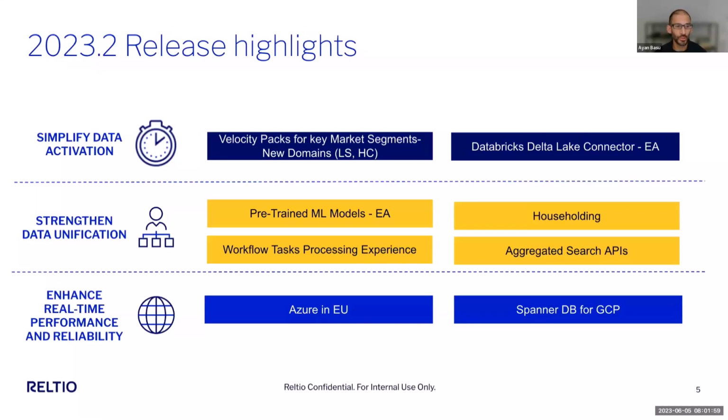Before diving into the release, I wanted to highlight how we think about our releases and our product roadmap as a product team. On the slide, we have 3 sections. We have 3 big themes that we've anchored on, starting with simplified data activation. That's one of our key driving themes for the Reltio platform. The second one is strengthening data unification. And the last one is continuous enhancement of our real-time performance and reliability. Anchoring on these 3 themes, we've worked on a number of initiatives, and today I'm very excited to present what's going to be part of the 23.2 release.